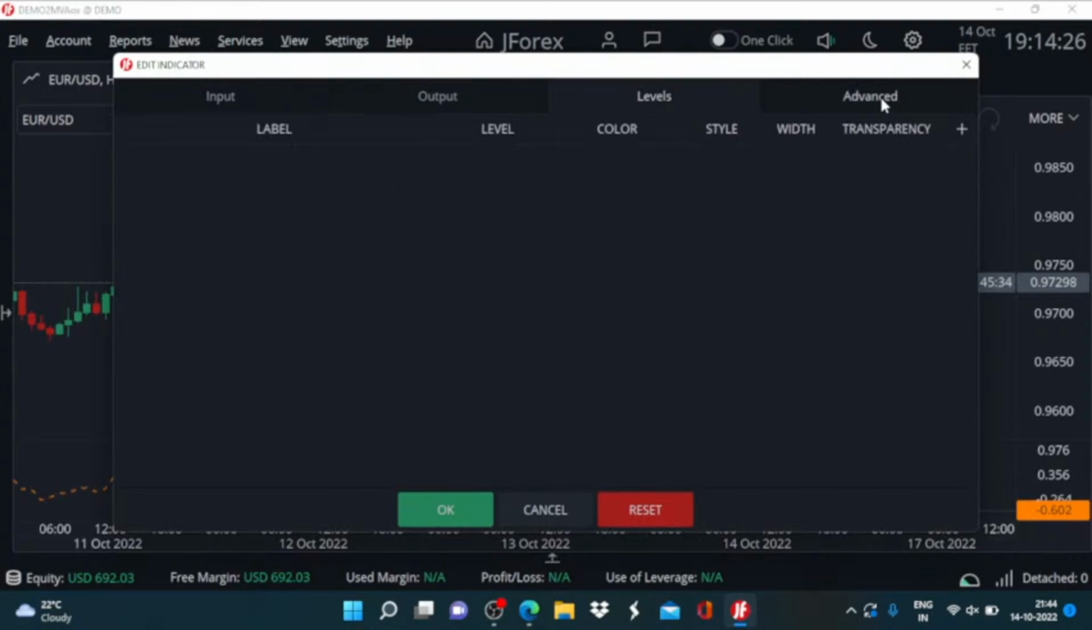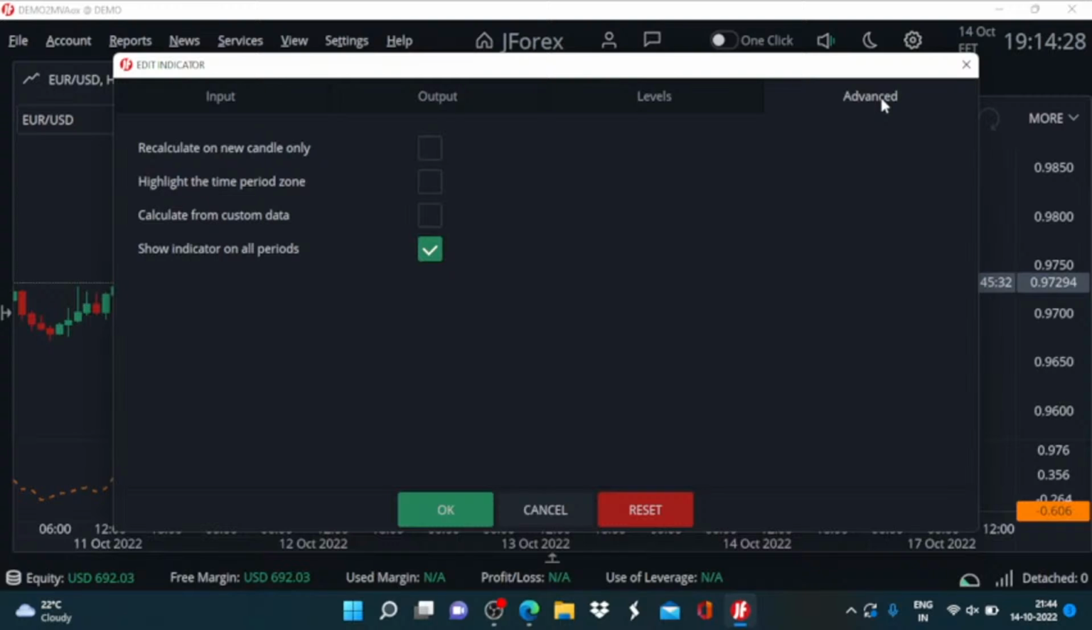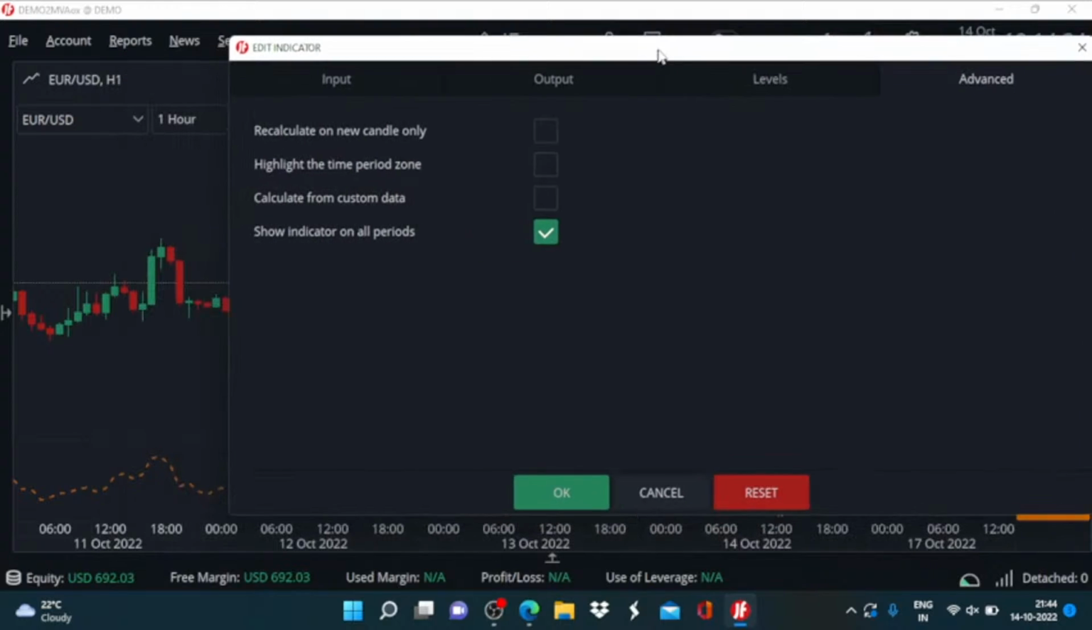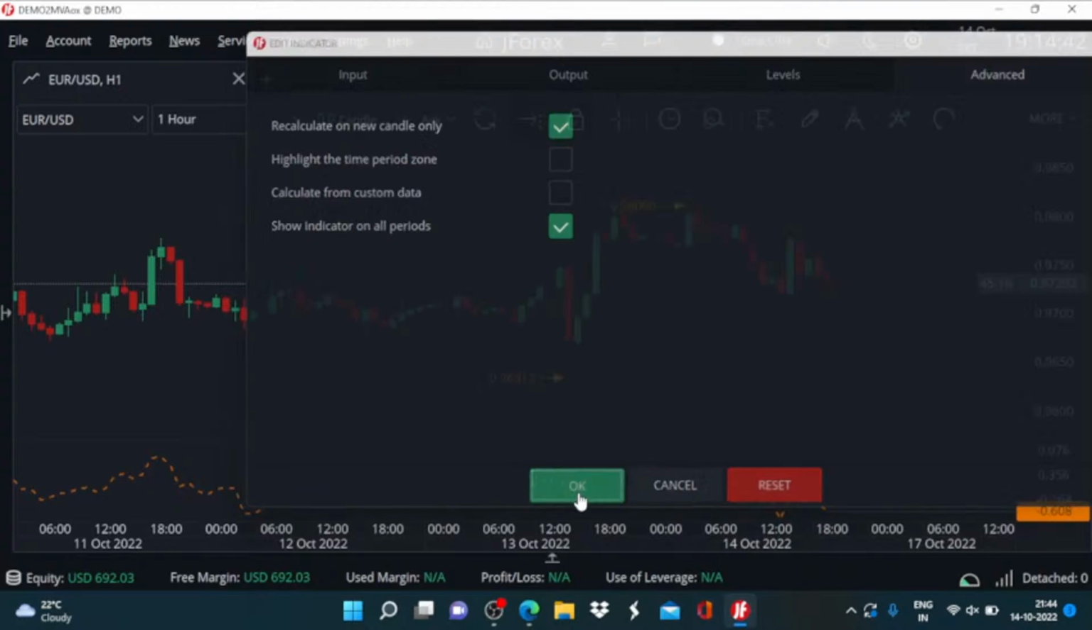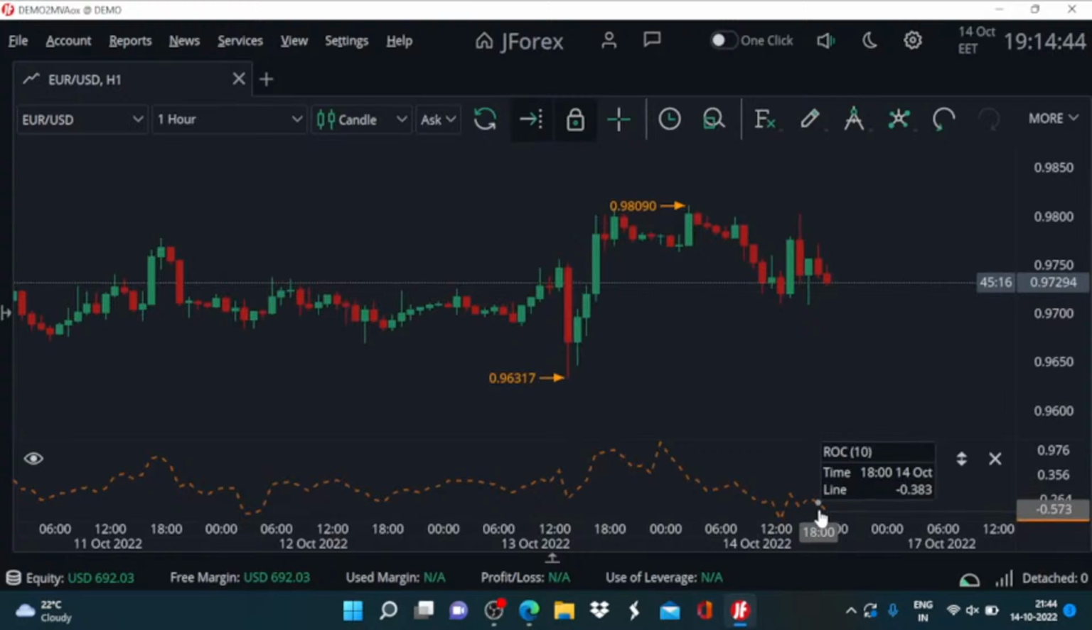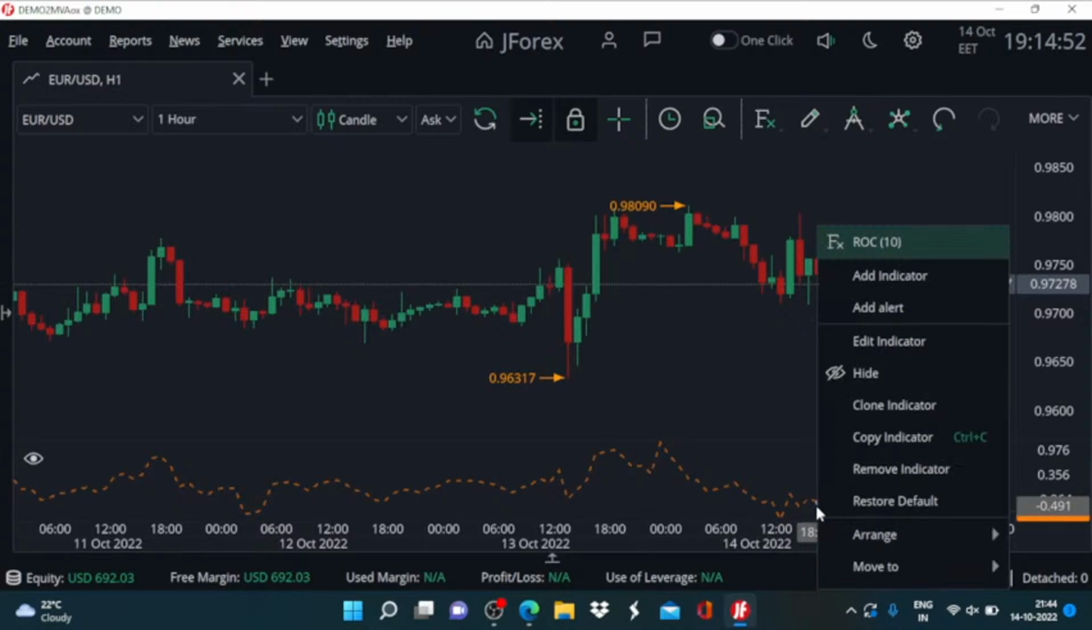All right. Coming to the advanced editing options, we get this option to recalculate only on new candle. In this case, the output is going to remain constant throughout the current candle period if you opt for this option. So this is a way to stabilize the output of the current hourly candle. Else, it will keep varying depending on what is your current applied price for the given period of time.